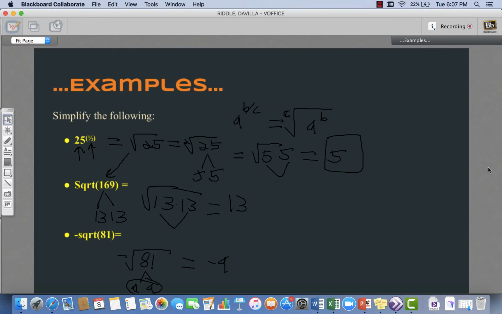So there's a big difference when we talk about negative square root of 81 and square root of negative 81. Do you know what happens if the inside number is negative, Kyle?